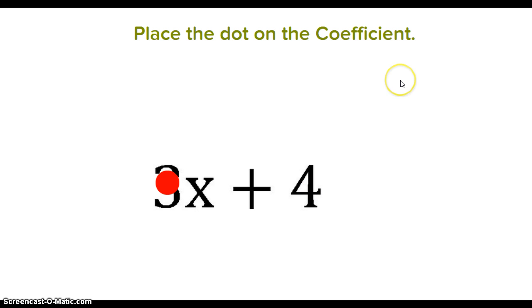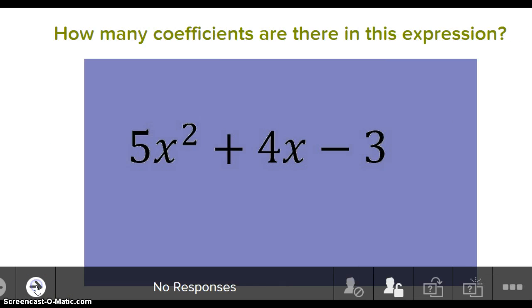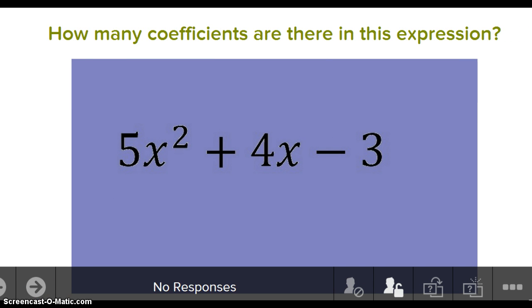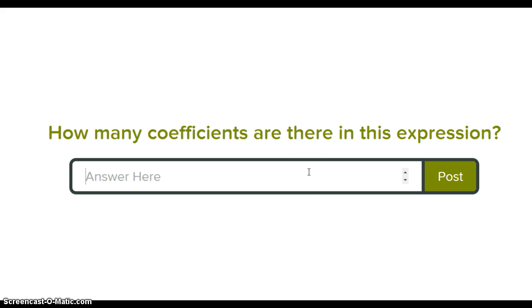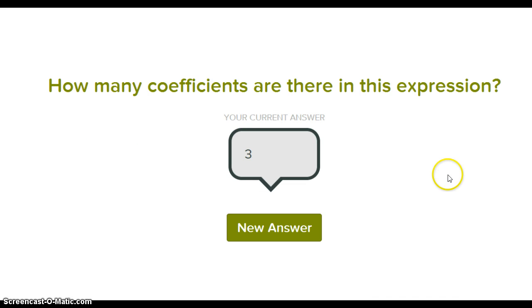So you can see how the students are able to move the red dot around. Again, as I continue to go on, the number of coefficients. When it's asking for the number of coefficients, as you can see, the picture is not there for them. They're going to be looking up at the whiteboard or the projector, and here they put a numerical answer. So let's say there's 3 coefficients. They'll click Post, and if they don't like their answer, they can always go back and change it by clicking on a new answer.